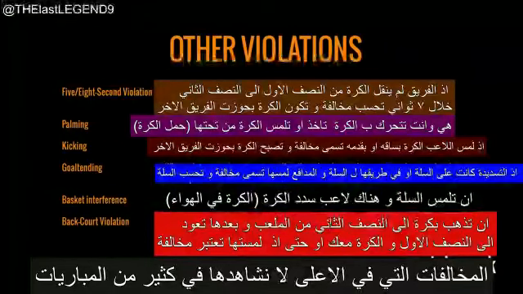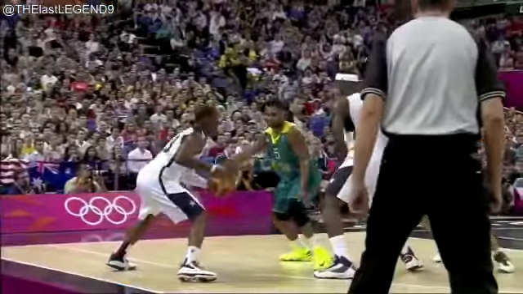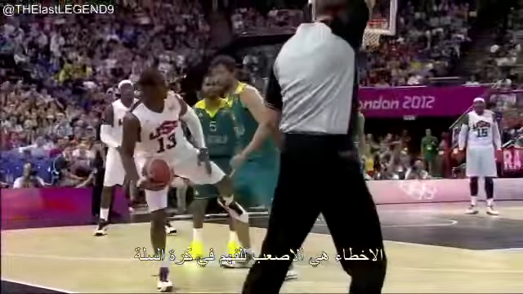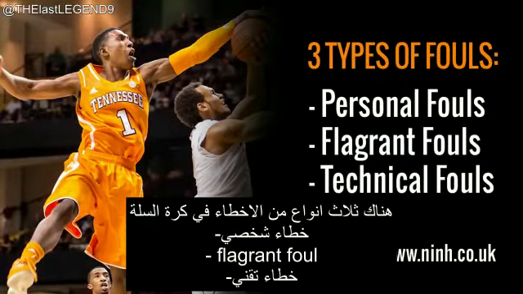There are other violations that I've included a brief description of here, but the ones I previously mentioned are the ones you're most likely to encounter in a game. Fouls. Fouls are the most complicated thing to understand in basketball, but I'll try to explain this in the easiest way I know how. There are 3 types of fouls: personal fouls, flagrant fouls, and technical fouls.